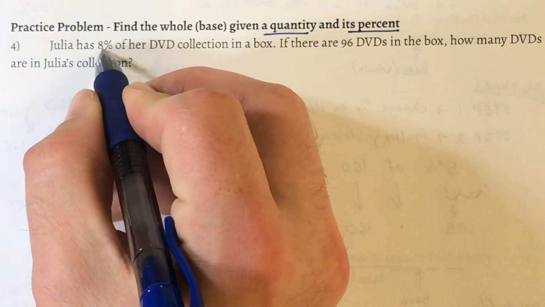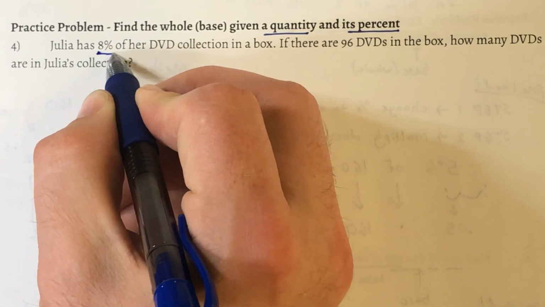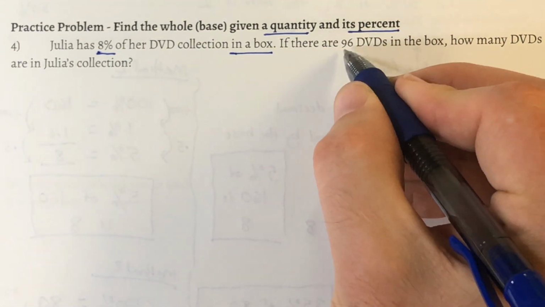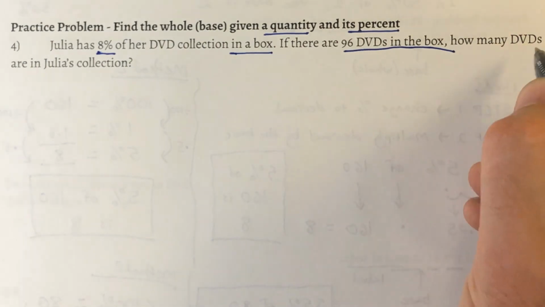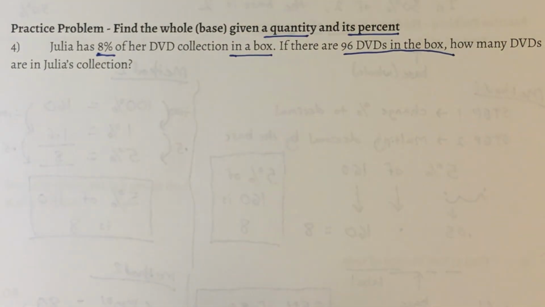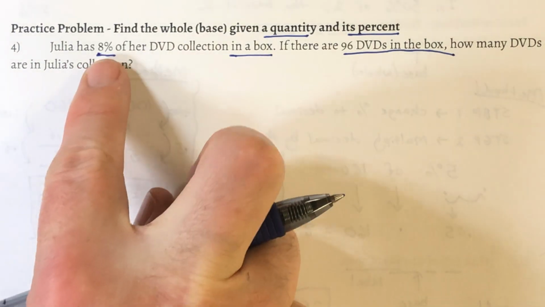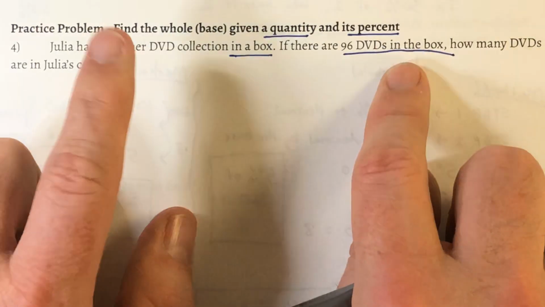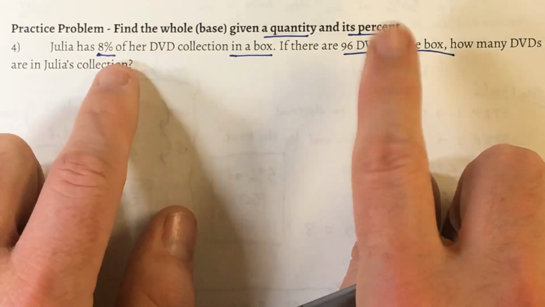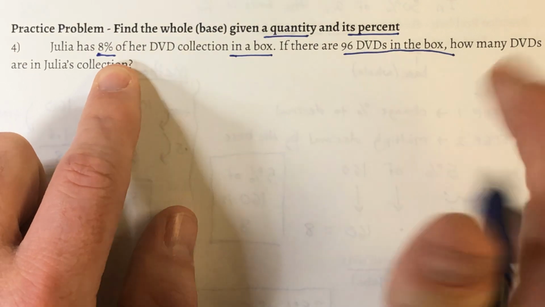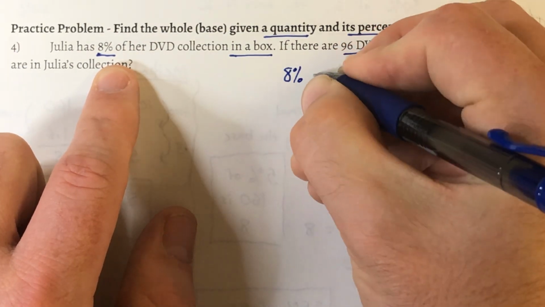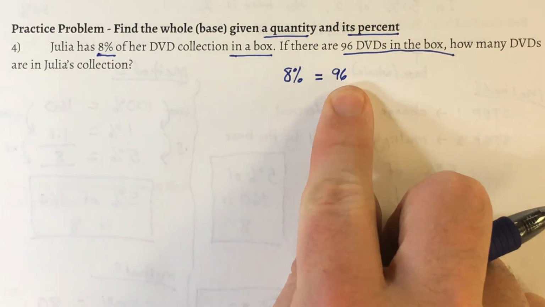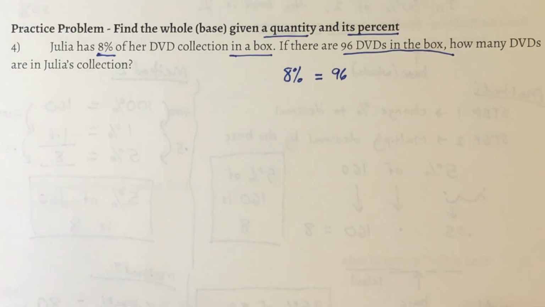Julia has 8% of her DVDs in a box. So 8% are in the box. If there are 96 DVDs in the box, how many DVDs are in her collection? So, two things. It says 8% are in a box, 96 DVDs in the box. Notice how it repeats itself. It's telling you right away that these two things are the same thing. So in other words, 8% is equal to 96. When that happens, that means this is a base problem automatically.